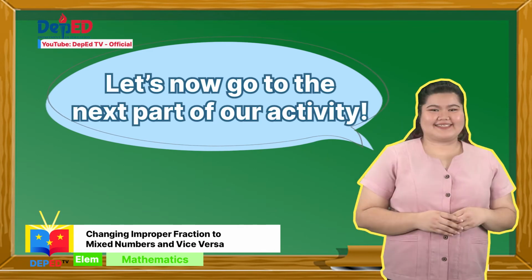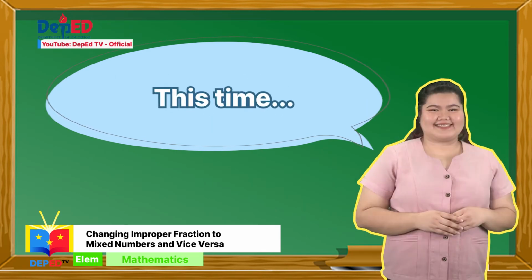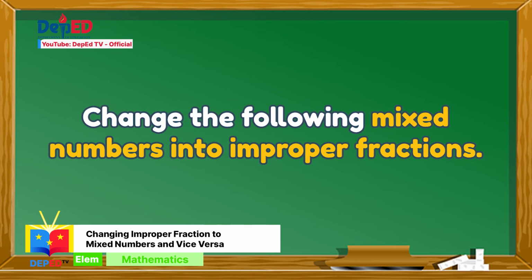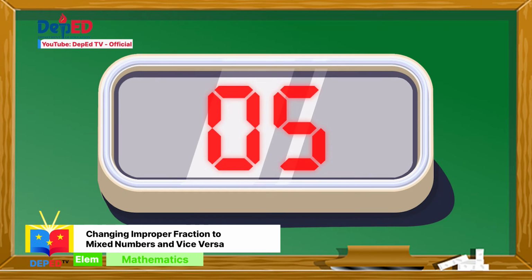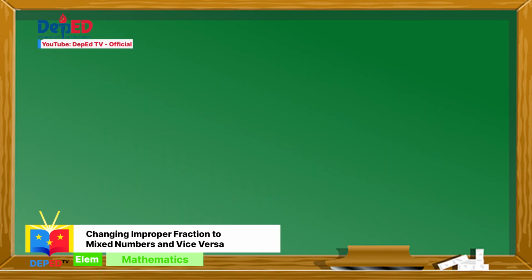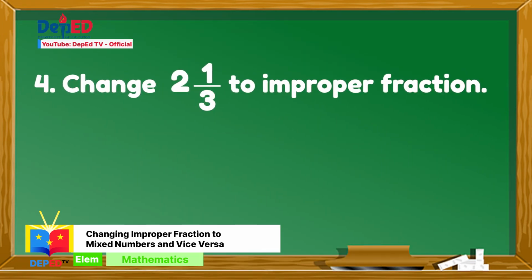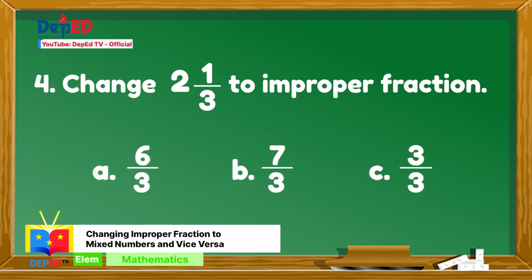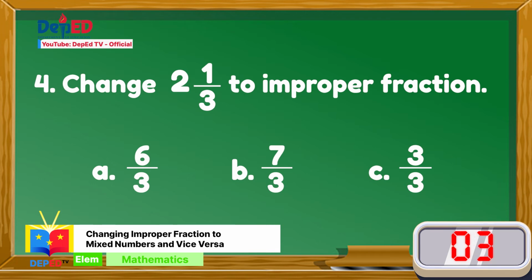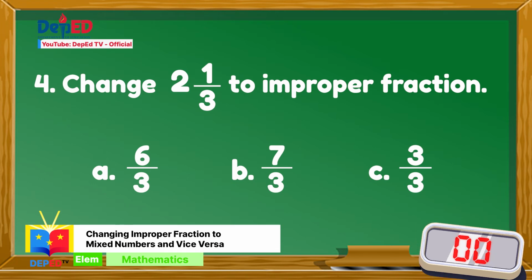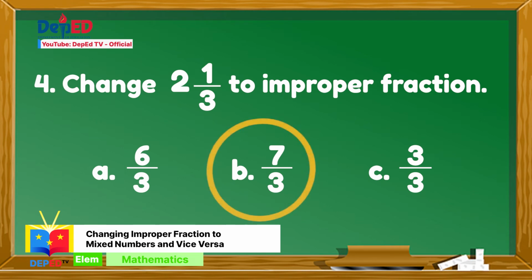Let's now go to the next part of our activity. This time, you will change the following mixed numbers into improper fractions. You will still be given 5 seconds to answer. Number 4. 2 and 1 over 3. A. 6 over 3. B. 7 over 3. C. 3 over 3. Letter B, you got it right!